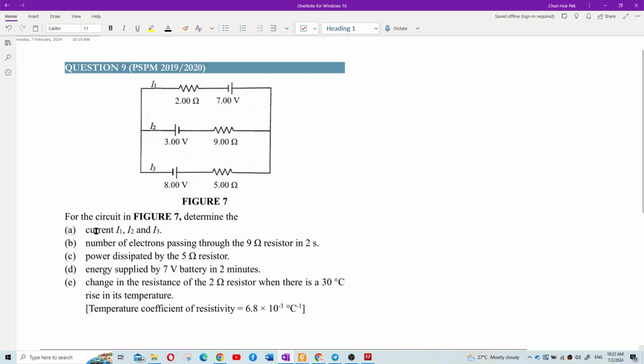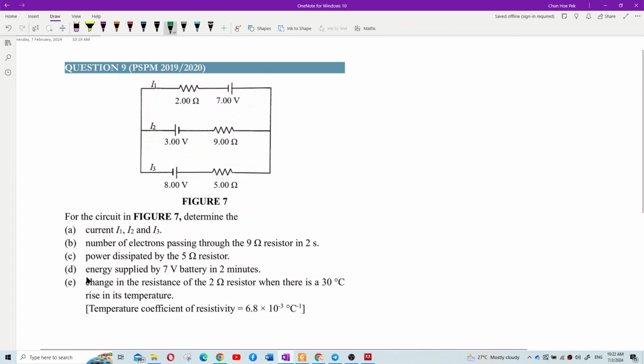So we have discussed question A in the class: how to find the currents I1, I2, and I3. If you forget how to find these currents, you can refer to my previous videos. I have made many videos on finding current in this circuit using Kirchhoff's first law and second law. Now I want to continue with question B.